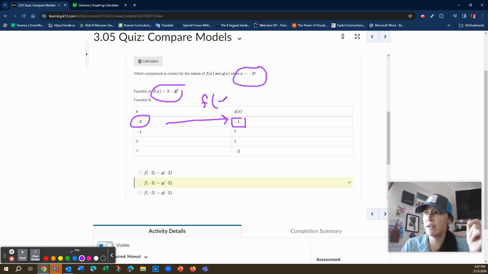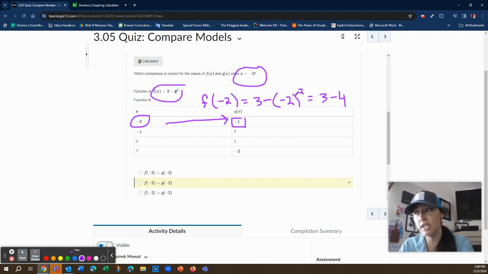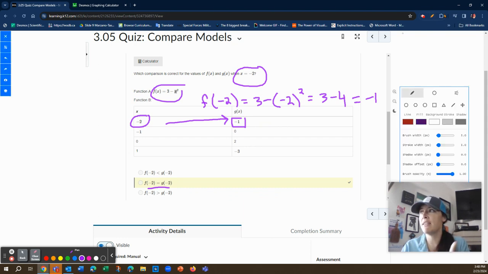You can use a calculator. F of -2 is equal to 3 minus -2 squared. That's equal to 3 minus 4, because -2 squared is -2 times -2, which becomes +4. Then we do the 3 minus 4, and that's equal to -1. And they're the same. Your variation might be different, but that's the same skills, and they give you a calculator.